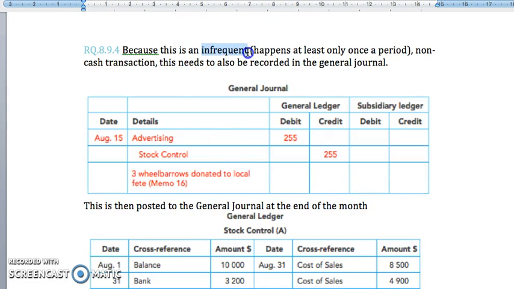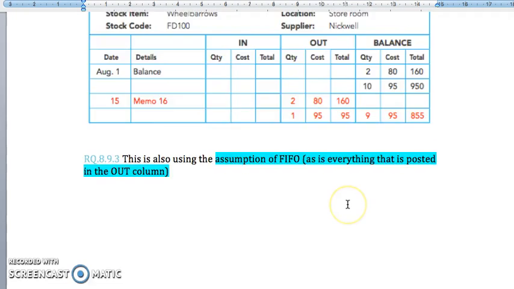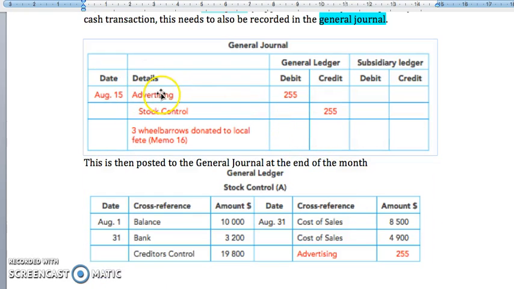Again, it's an infrequent transaction and it's non-cash because it's just a movement of stock. Therefore, we record it in the general journal. So if we go back up and have a look, we've got 160 plus 95 in total is what this advertising cost us, or the donation cost us. So $255 in total. So advertising is an expense. It is going up. We are increasing the amount that we are advertising, and it's $255. Stock control is going down. We are giving away these wheelbarrows. Therefore, it needs to be credited. The asset is decreasing, so it needs to be credited.